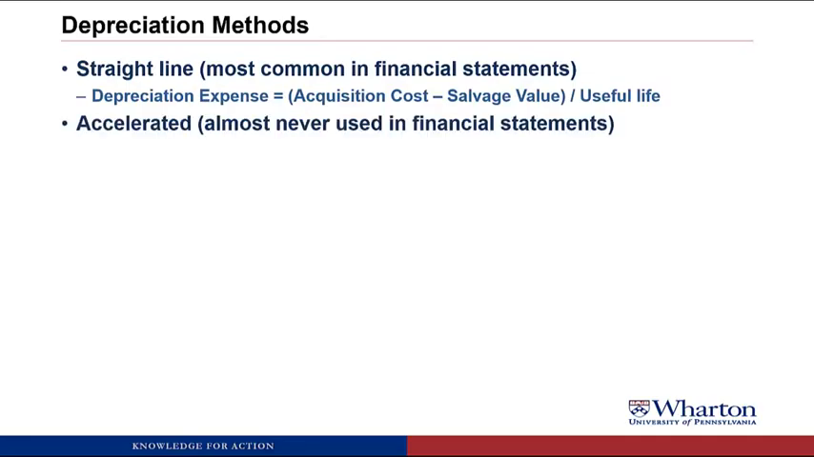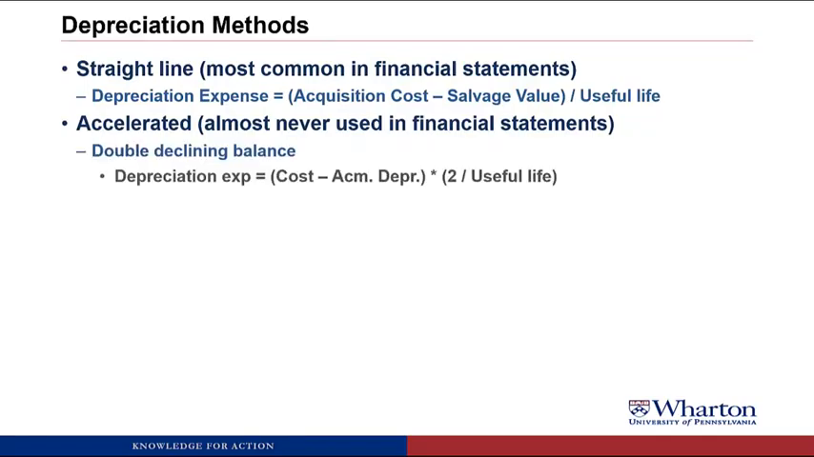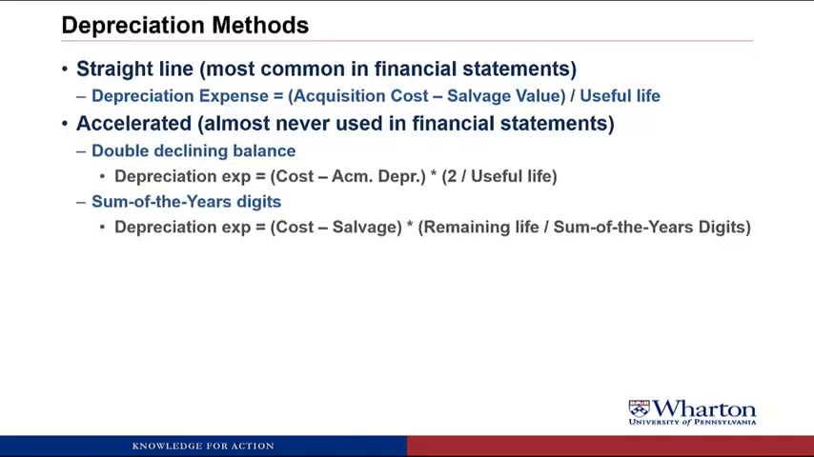There are also accelerated methods of depreciation. These used to be more common in financial statements, but nowadays you almost never see them. A couple methods are double declining balance, sum of the year's digits. Since these are never used, I'm not going to hold you responsible for learning these formulas, but I'm afraid that I will lose my license as an accounting professor if I don't tell you how they work. So here are the formulas. You can try them out if you want, but you'll almost never see them in practice.